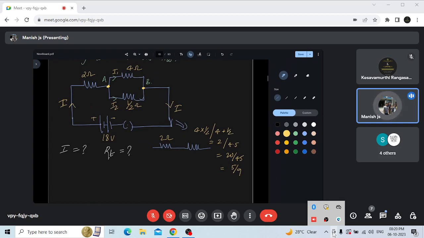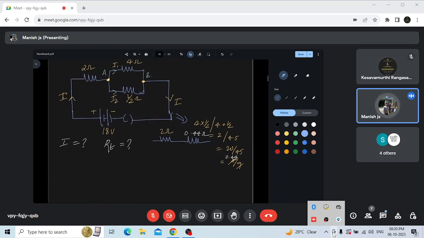Sorry, 5 4s are 20, and 5 9s are 45. So you will be getting 4 upon 9, right? So 4 upon 9 will be 0 point something. When I divide, 9 does not go, so 0.4. The next value also is 4, so you get 0.44. So that is the resistance, 0.44 ohms, and that is the second stage.